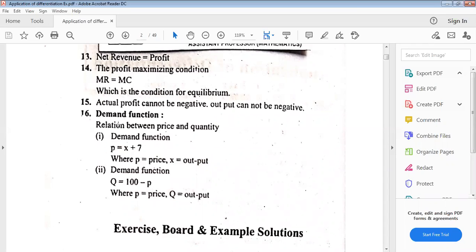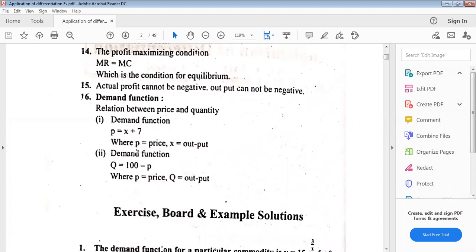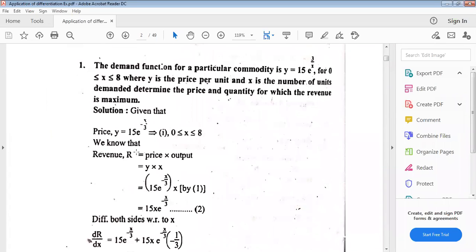You have seen the video. Demand function: the relation between price and quantity. This gives the demand function, where price is P and X is the output or number of units. Now the demand function will be Q. P for price and Q for output. Demand function. Now we will start with some problems.